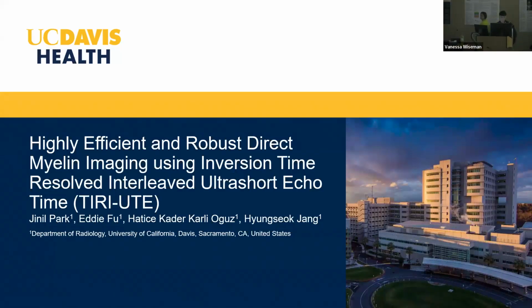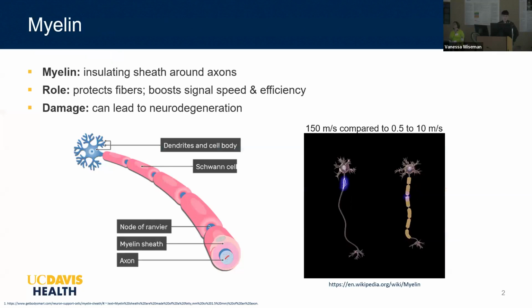Thank you for the introduction. My research topic is highly efficient and robust direct myelin imaging using inversion time-resolved interleaved ultrashort echo time. It's called TIRI-UTE. First, myelin is an insulating sheath around the axon. It protects nerve fibers and increases signal speed and efficiency. When myelin is damaged, it can lead to neurodegenerative disorders.